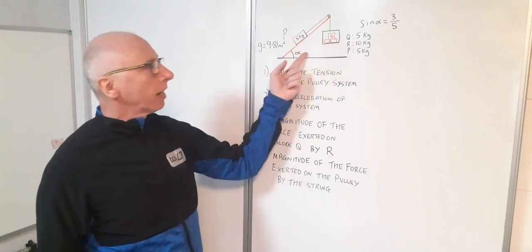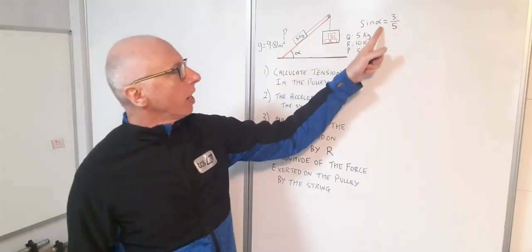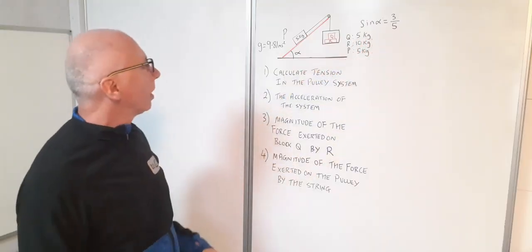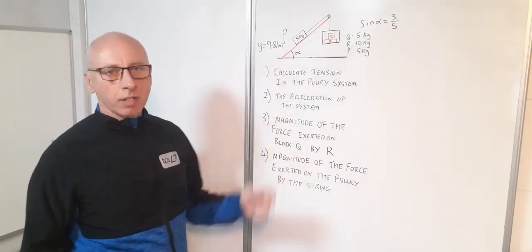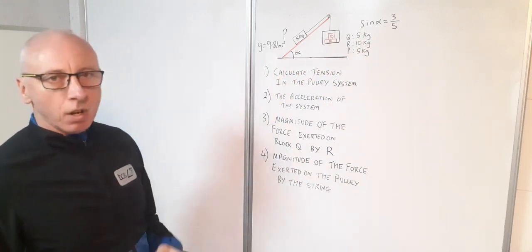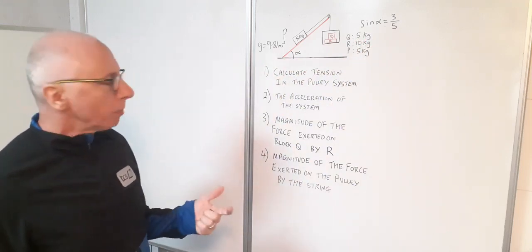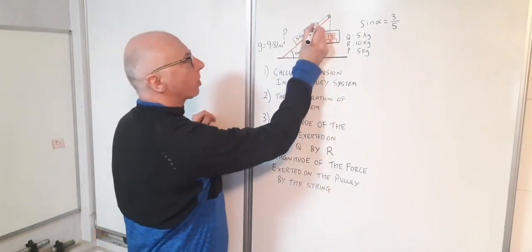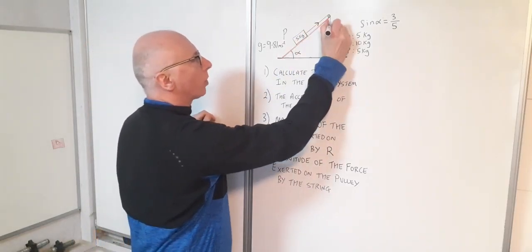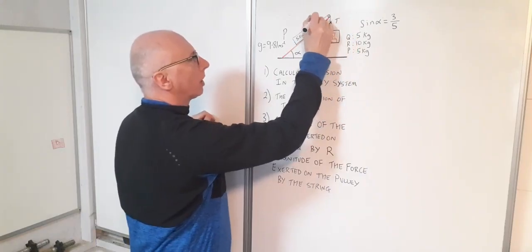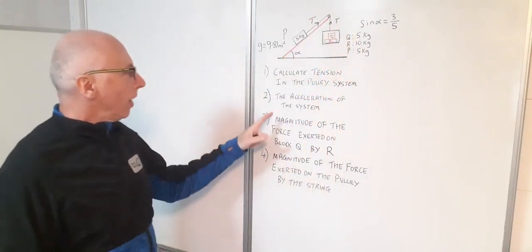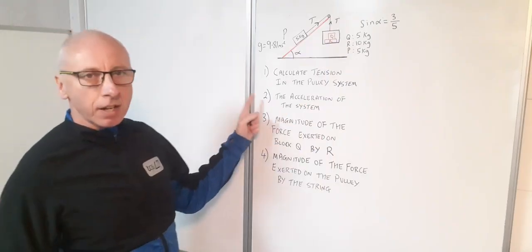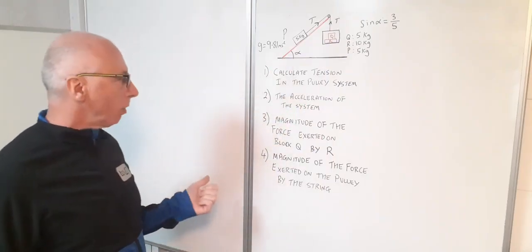The incline is at an angle of alpha and we're given that sine of alpha is 3/5. And 9.81 is our gravitational constant. What we want to work out here with this pulley system is to calculate the tension in the pulley system. So tension will be heading towards the pulley. So that's our pulley. Then we want to calculate the acceleration of the system. So that's what we need.